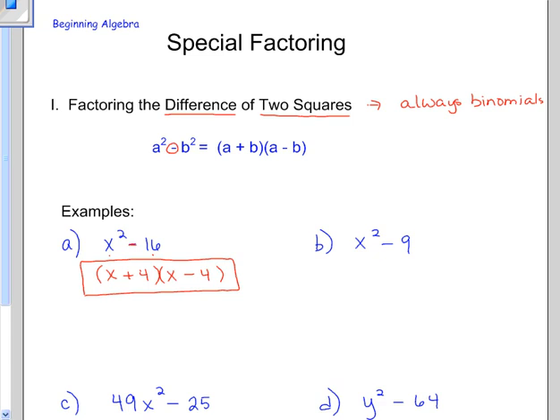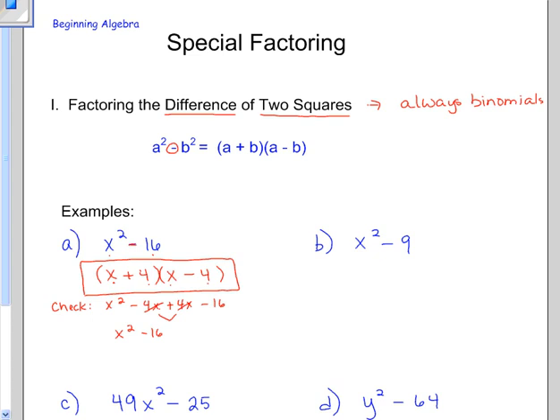If I check this by using the FOIL method, x times x would be x squared. X times negative 4 would be negative 4x. 4 times x is 4x. 4 times negative 4 is negative 16. And so those two middle terms will subtract out, and I end up back with x squared minus 16. That's because it is the difference of two squares.